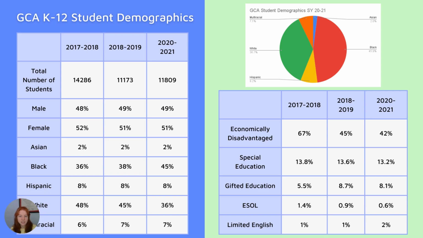As of 2017, there was around 67% of our students who were economically disadvantaged, and now it has been lowered to about 42%. We are still a Title I school, and we definitely keep these demographics in mind as we develop our resources and our interventions.